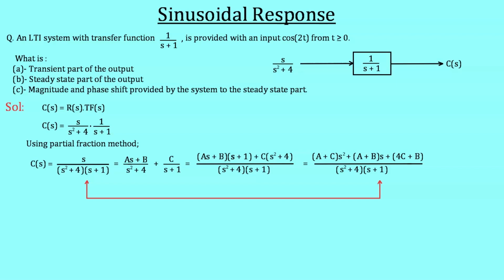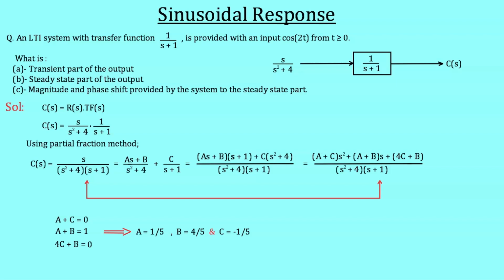By comparing the coefficient of s square, we will get a plus c is equal to 0. Similarly, by comparing the coefficient of s, we will get a plus b equal to 1, and the same way we will get 4c plus b equals to 0. We have 3 equations and 3 variables. Solving these equations, we will get the value of a equal to 1 by 5, b equal to 4 by 5 and c equal to minus 1 by 5.